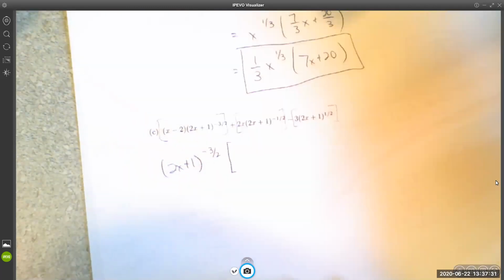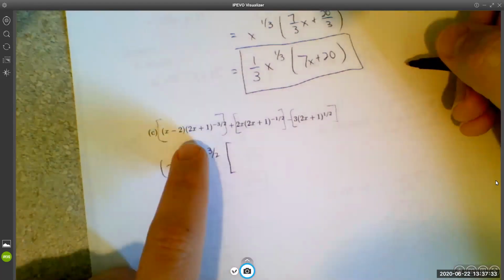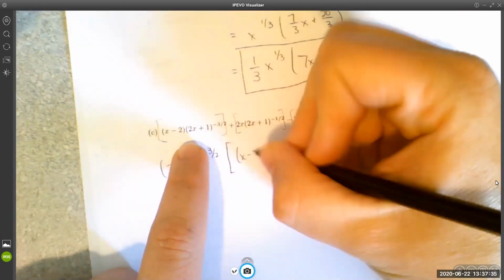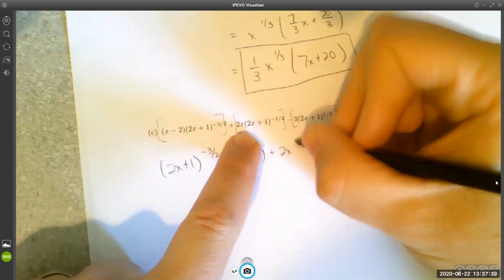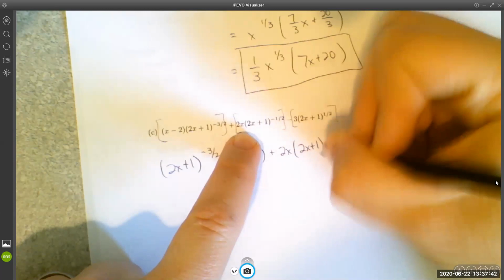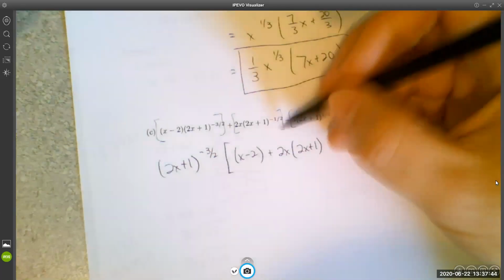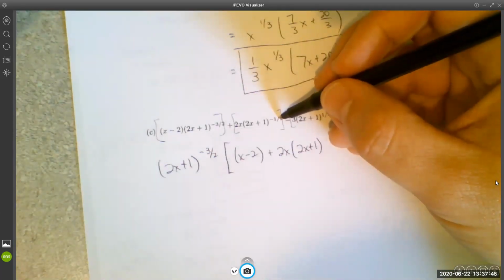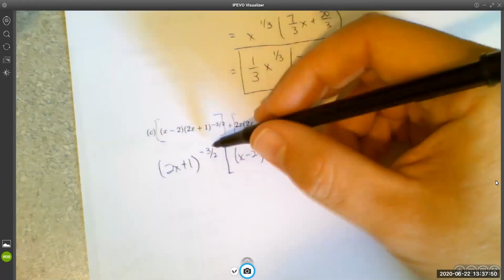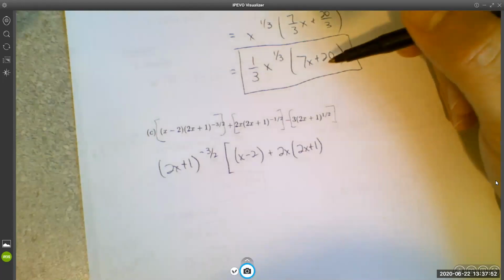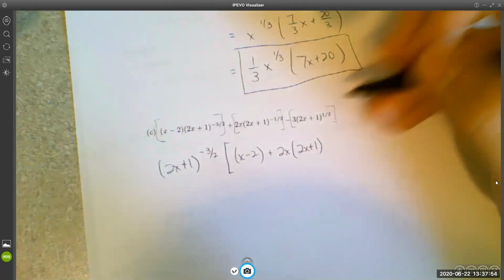What am I going to be left with? Well, for the first term, I'm going to be left with x minus 2. For the second term, I'm going to be left with 2x times 2x plus 1 to the what? Well, -1/2 minus -3/2. That's -1/2 plus 3/2. That's 2/2, right? Which is 1.